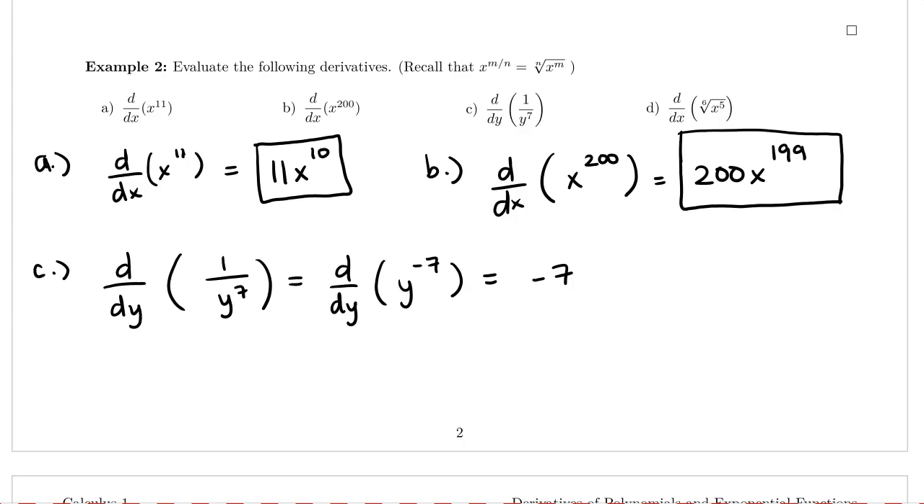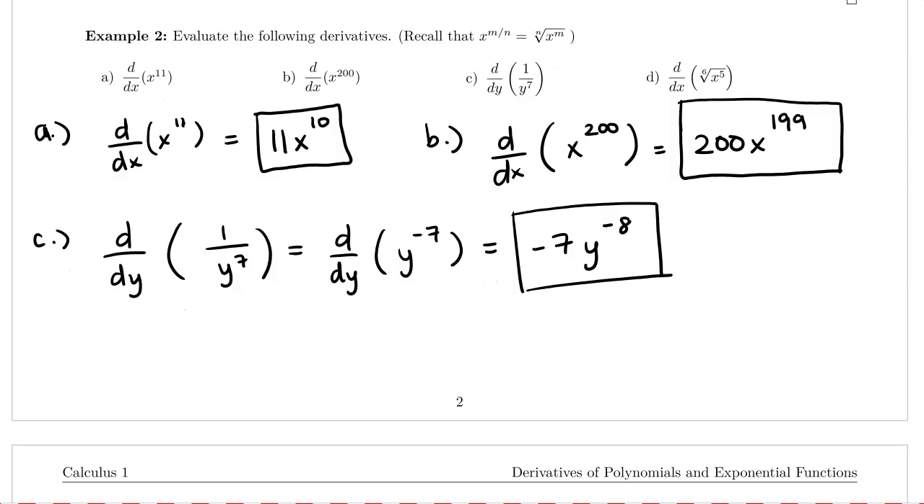I can bring down my power, and then negative 7 minus 1 is negative 8. Please be careful not to say that it is negative 6. And there's our answer for part C. Now, if we wanted to, we could rewrite this as negative 7 over y to the 8th power. I would accept either of those as a final answer.